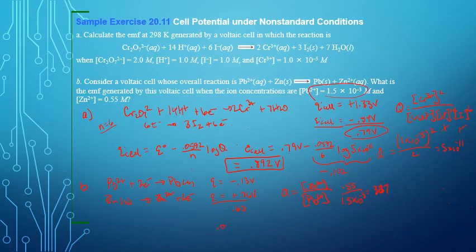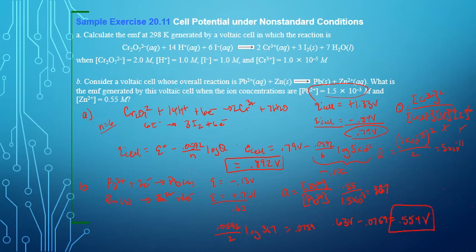So if I take the 0.0592 and I divide that by 2, and then multiply that times the log of 367, that equals 0.0759. So I can now notice that as a positive. So I could take the 0.63 volts minus the 0.0759 for that value, and I get 0.554 volts for my overall reaction.